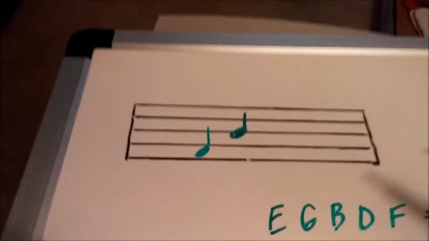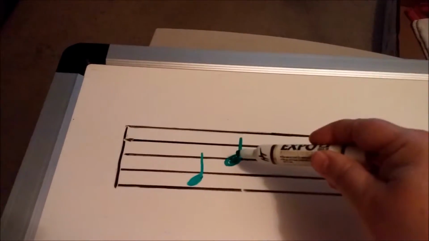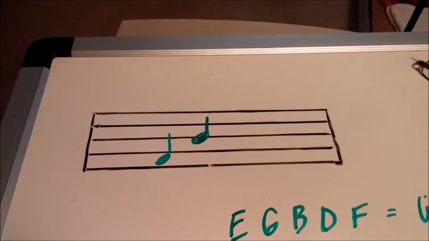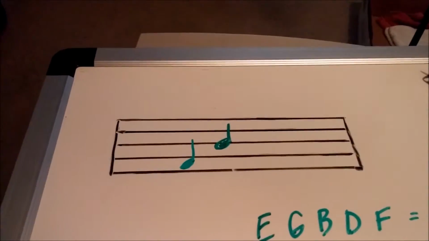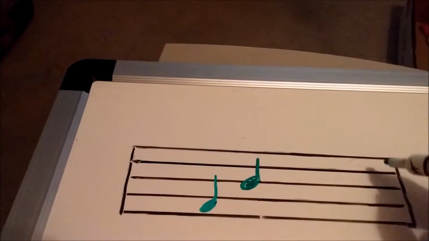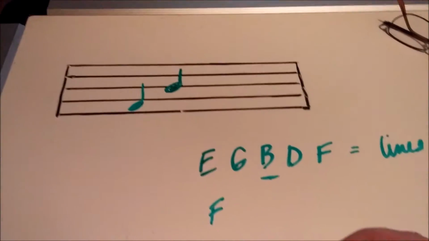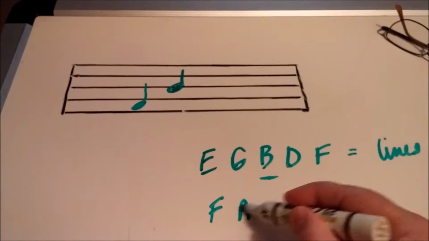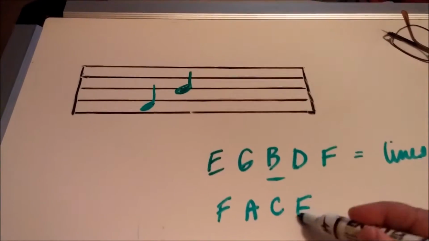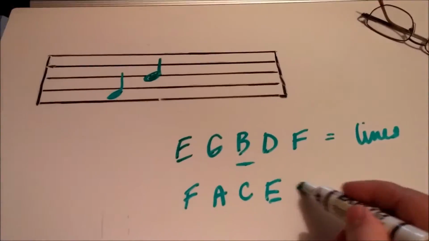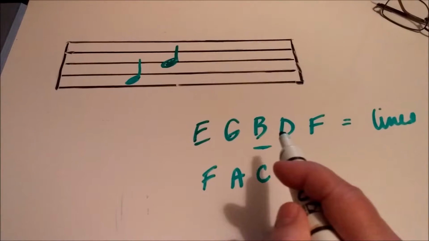So now if we go back up to our staff, we count up 1, 2, 3. This note right here is a B. Now, what's this other one? There are 4 spaces, 1, 2, 3, and 4. The first space is an F. The second one is an A. Third one is a C, and the last one, believe it or not, is an E. See how that does now? F-A-C-E.